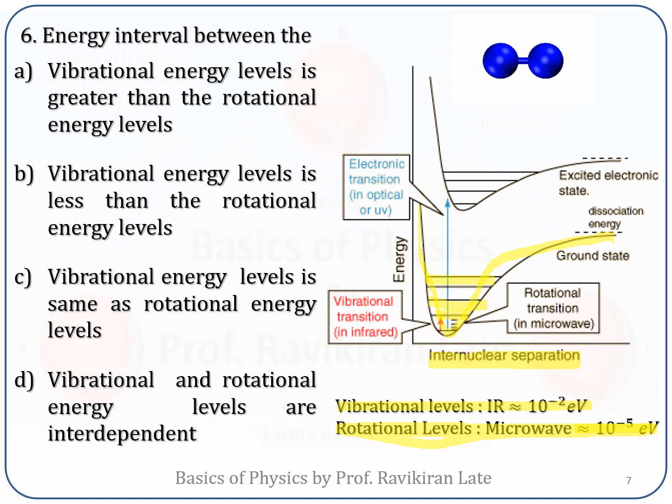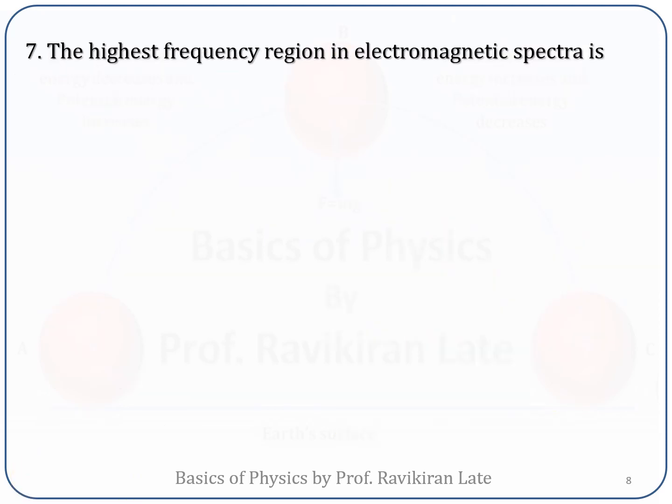So if you look at the options in this case, it is option A, vibrational energy level is greater than the rotational energy levels, because obviously 10 raised to minus 2 electron volt is greater than 10 raised to minus 5 electron volt. So it is option A which is correct for this case.